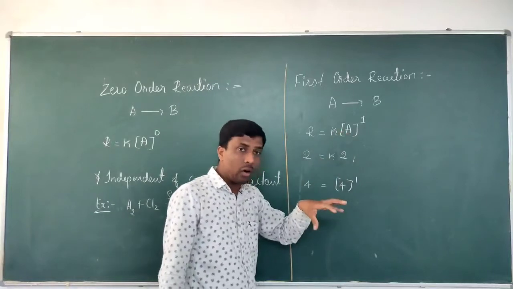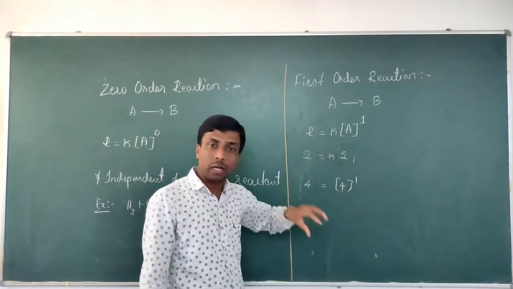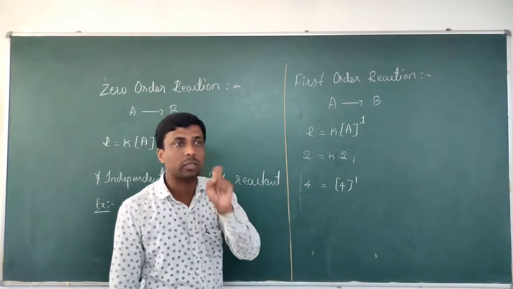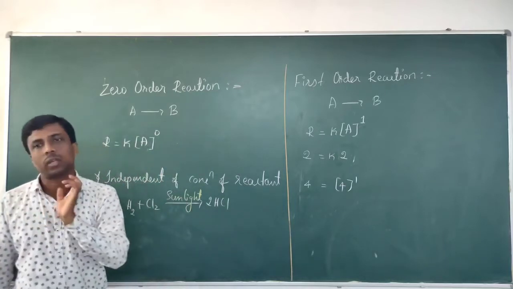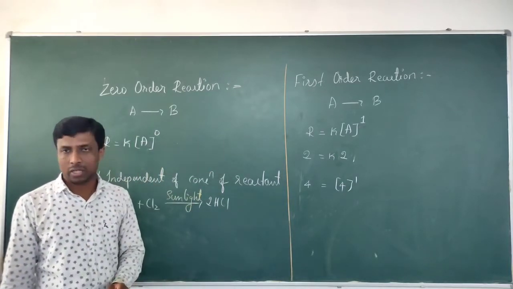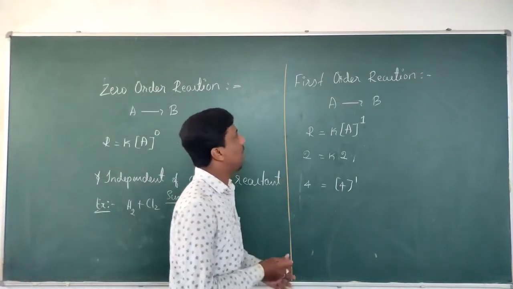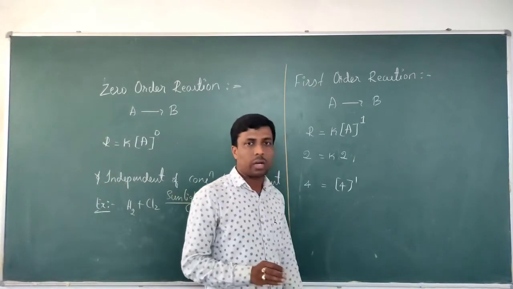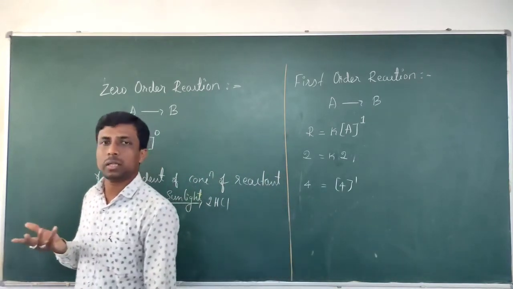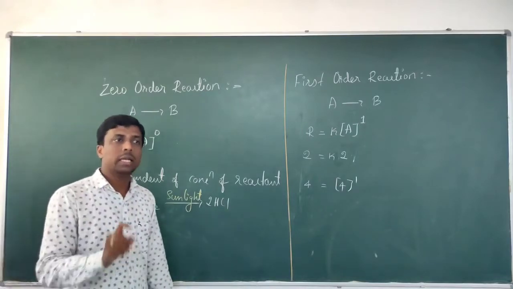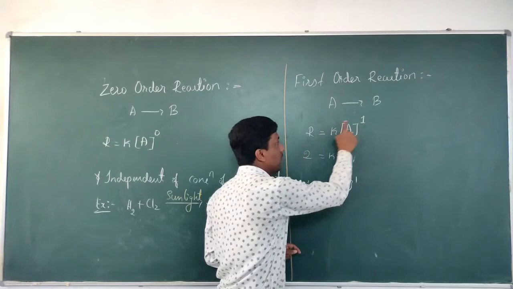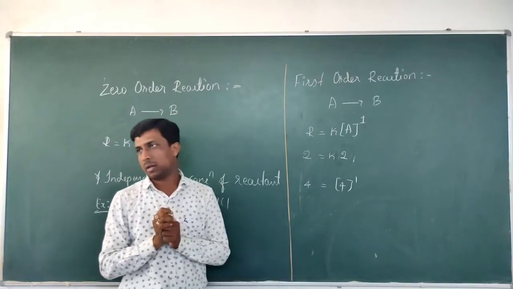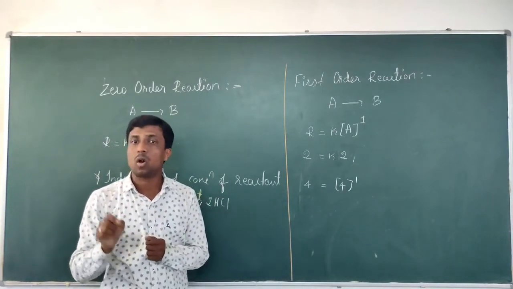That is, the rate of reaction is directly proportional to the first power, meaning the power value is 1, of the concentration of the reactant. This is what a first order reaction is. Any doubts? I will give the definition. If asked to define a first order reaction, what will you say? A first order reaction is one in which the rate of the reaction is directly proportional to the first power of the concentration of the reactant.